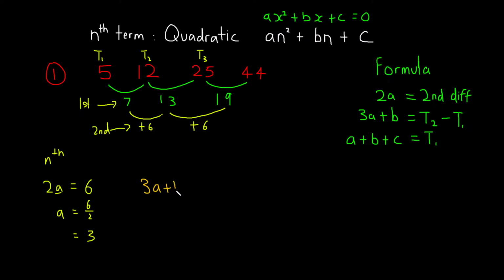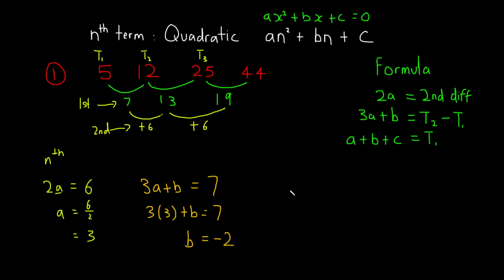Okay, now that you found a, move on to the 3a plus b formula. 3a plus b is equals to term 2 minus term 1. Term 2 minus term 1 is equals to 7, right? So 3a plus b equals to 7. A, we've already found from our previous equation, is 3. 3 times 3 plus b is equals to 7, so 9 plus b equals to 7. B is equals to 7 minus 9, which is negative 2. Now you found b, okay?